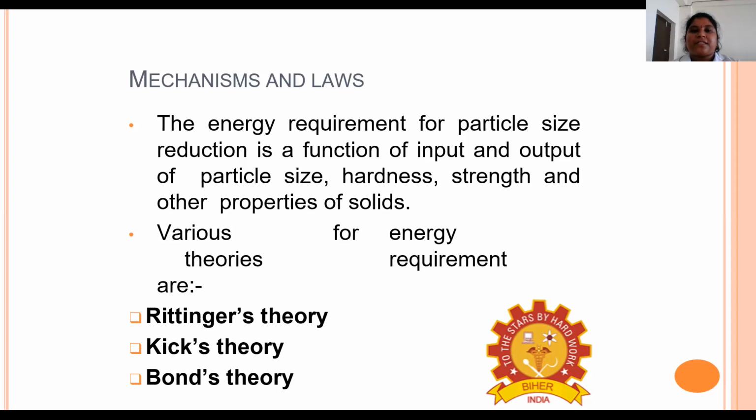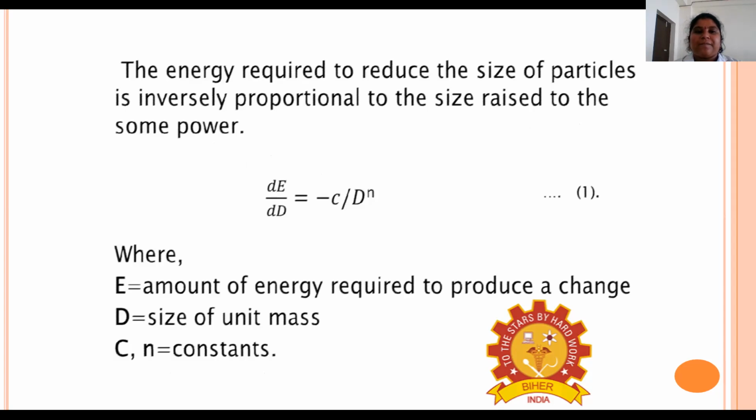So the energy requirement for particle size reduction is a function of the input and output particle size, hardness, strength, and other properties of the solid. The various energy requirement theories are Rittinger's theory, Hick's theory, and Bond's theory. One by one we will see.